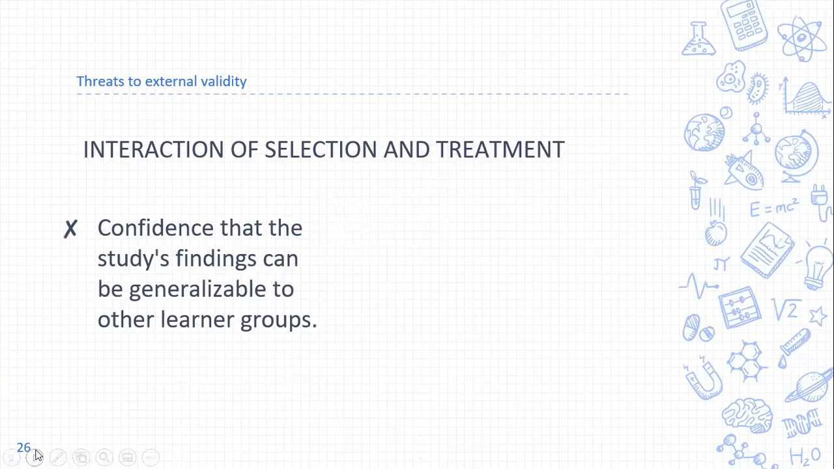So let's see. We have first the interaction of selection and treatment, which is confidence that the study's findings can be generalizable to other learner groups. This is talking about whether all students of the same age and nationality would learn English at the same pace regardless of where they study. Of course not. It can be completely different for learners in even the same classroom. So then how do we fix that?